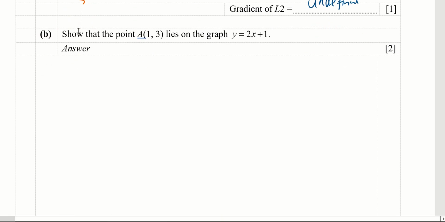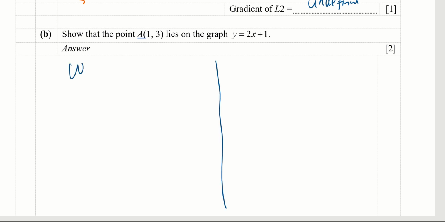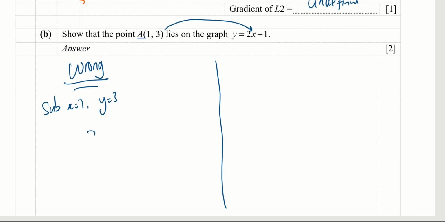Let's go to B. So how do you show that it is a point? So I show you the wrong working first. The wrong working is, you cannot say I sub x equals to 1, y equals to 3, because line on the point means I can replace it inside, right? So then you tell me, oh, this is 2 times 1 plus 1, so 3 equals to 3, then proven.